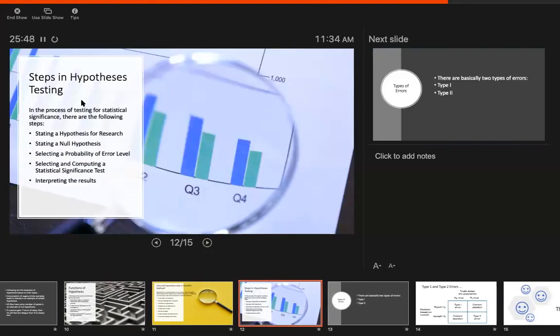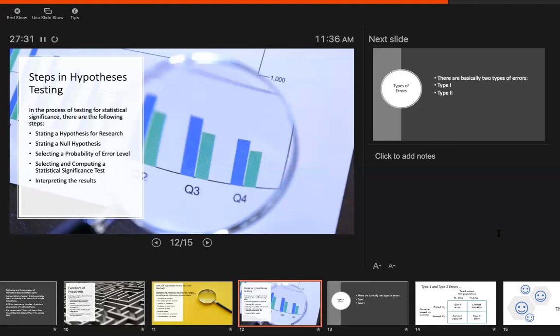Now let's see how a hypothesis can be tested. Steps in testing a hypothesis. Now when I say steps in testing a hypothesis, what are the steps? I state a hypothesis. I start with my null hypothesis. I say there is no relationship between the variables oil intake and health of a person, weight of a person.